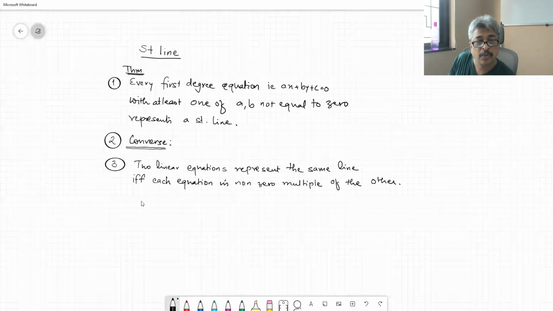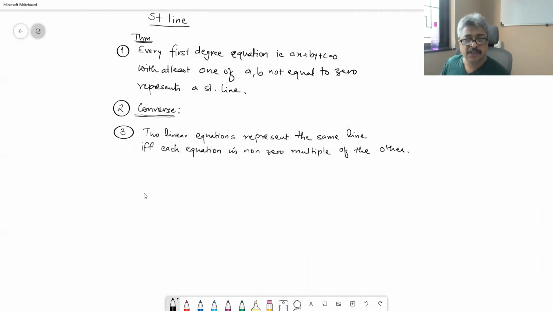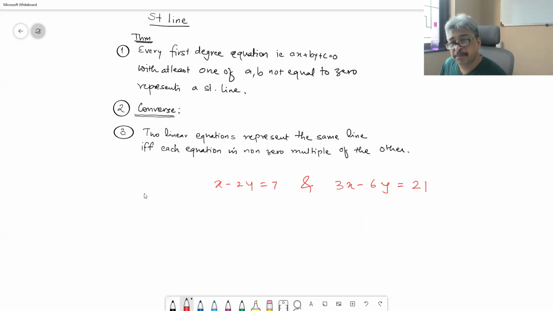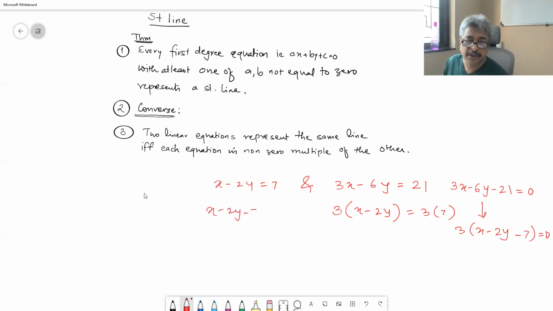Now what does this mean? Let me just explain, maybe easy. Suppose x minus 2y is equal to 7, and 3x minus 6y equal to 21. So these are two algebraic equations. They are different equations. They are not the same. Because the second is 3 times x minus 2y is equal to 3 times 7. Or if we write it like 3x minus 6y minus 21 is equal to 0, then it is 3 times x minus 2y minus 7 is equal to 0. And this is x minus 2y minus 7 is equal to 0.